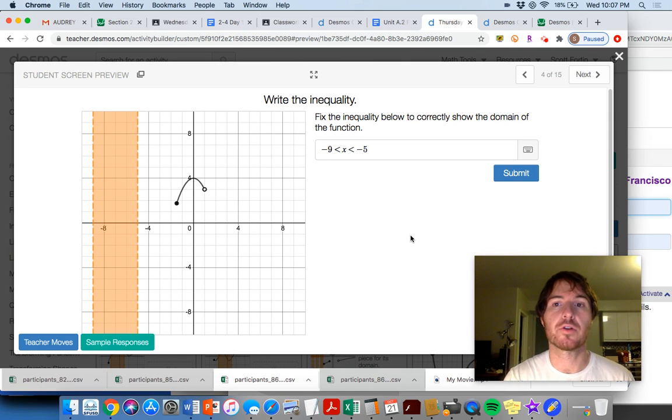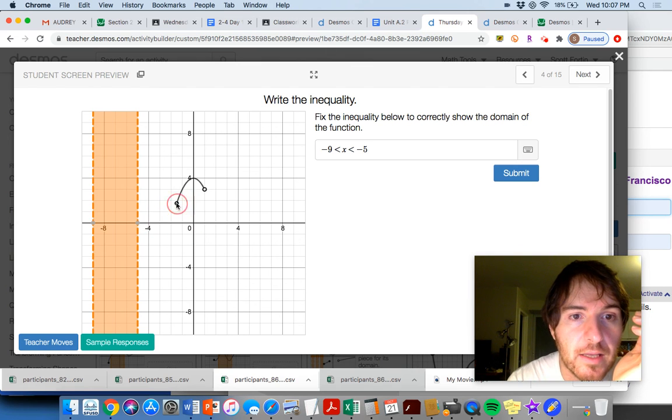Fix the inequality below to show the correct domain of the function. Well, this here is a little bit easier now that I've talked you through it. Let's do it. Let's slide it over. Oops, are we able to slide it over? Oh, I got to fix it here. Well, it looks like okay, so if I can actually type on it, actually press on it.